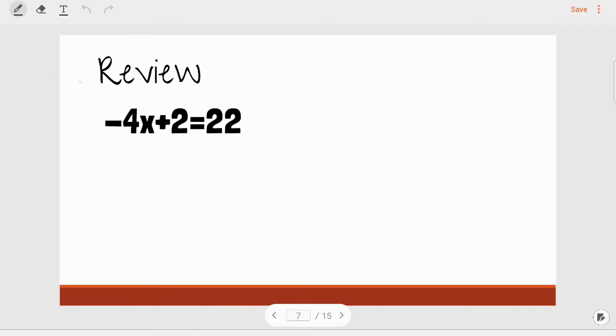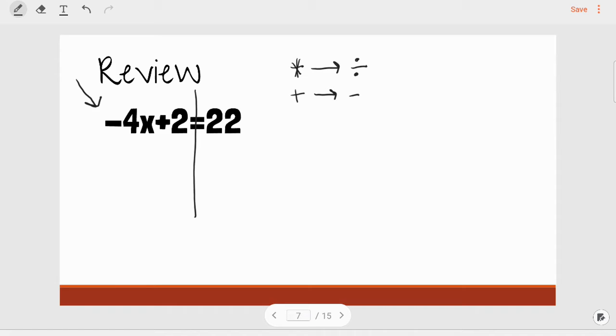Step number 1, identify the side with the variable. It's over here. And draw your line down your equal sign. Step number 2, identify the operations that are going on. If I were to read this, I would say -4 times x, so I have multiplication, plus 2, so I have also addition, equals 22. Remember, the third step is to identify the inverse operation. So the opposite of multiplication is division, and the opposite of addition is subtraction.